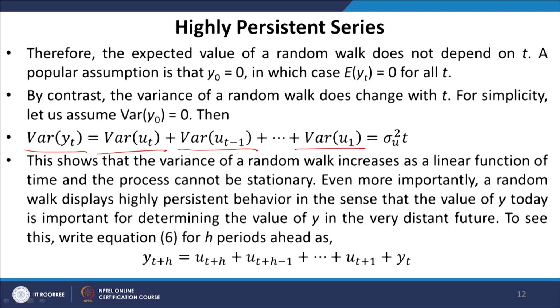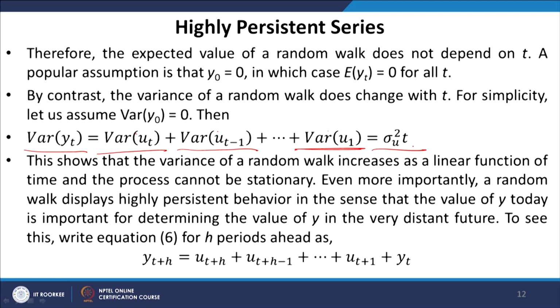Again, we do not have any cross multiplication or cross terms because all these u's are identically and independently distributed. So, we have sigma square u, sigma square u, sigma square u summed t times. So, that is why the variance of yt is sigma square u times t. This shows that the variance of a random walk increases as a linear function of time and the process cannot be stationary.